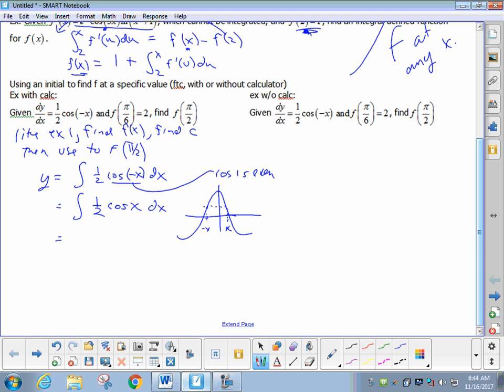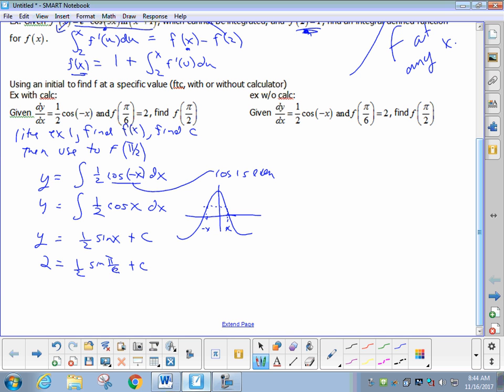What is the antiderivative? Negative or positive? Positive 1/2 sine plus c1 or just straight up c? Just c, we're only integrating once here. We're not going with the second derivative thing. It's just one constant in this problem, okay? Now we could use the initial condition to find the plus c. If f at pi over 6 is 2, then what goes where? 2 is the y, and pi over 6 is the x.